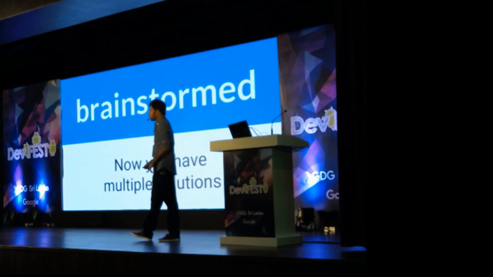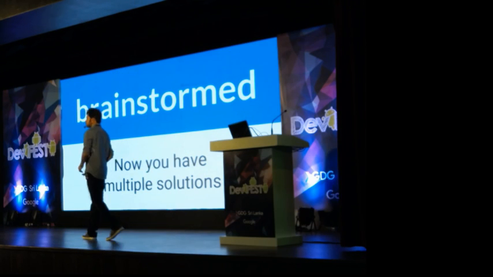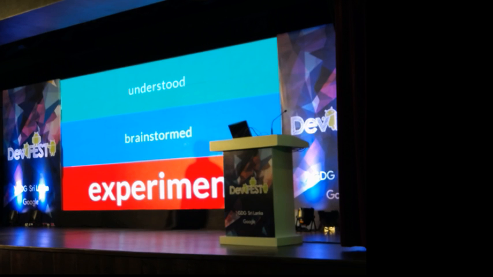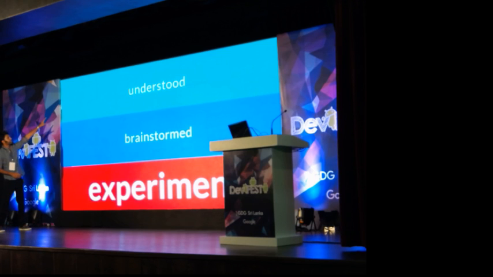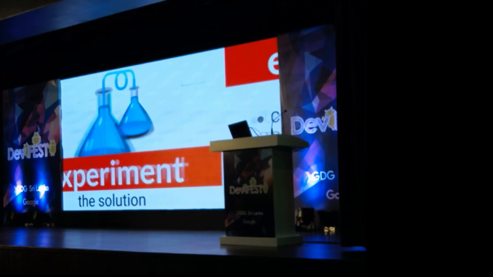Okay, so now you have brainstormed. You have multiple solutions. Now what do you do? You have to experiment, right? So you don't know whether this will work or not. Now we have gone through identifying users, you have brainstormed multiple solutions, now you have to test it out. So how do you test it? So how do you experiment?